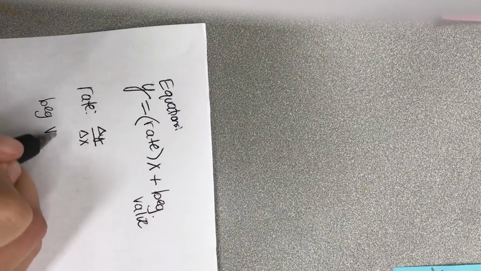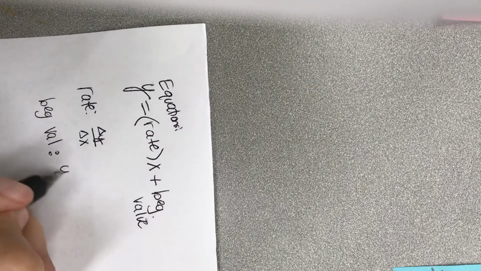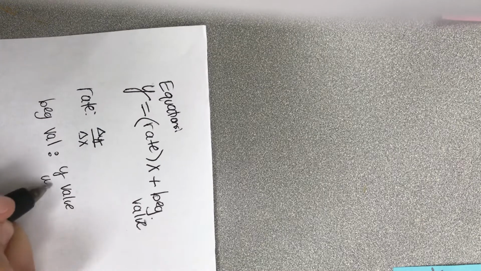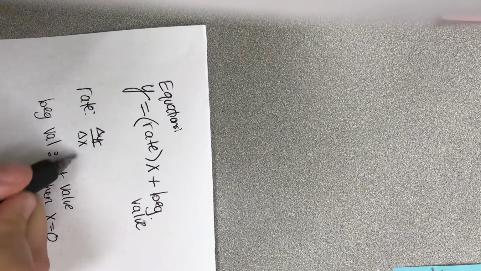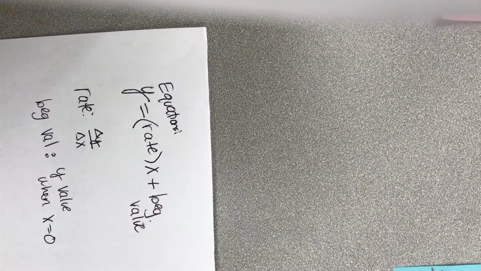And your beginning value is your y value when x is equal to 0. So in order to find your beginning value, you go backwards in your pattern.